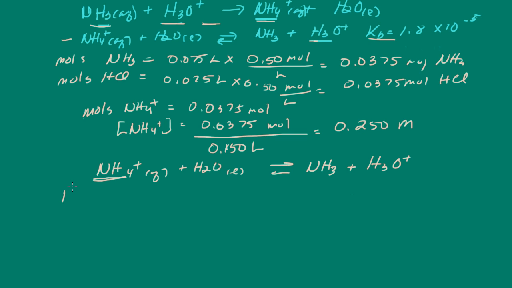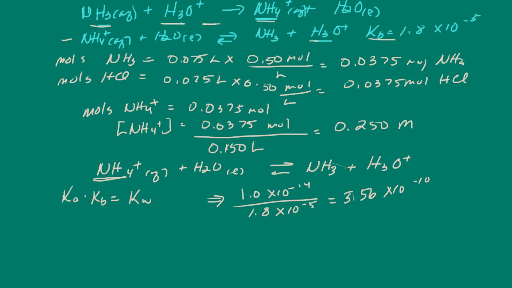We're given Kb, and remember the relationship between Ka and Kb is Kw, which is 1 times 10 to the negative 14. So let's go ahead and solve for that. We have 1 times 10 to the negative 14 divided by Kb, 1.8 times 10 to the negative 5. And that's going to give me 5.56 times 10 to the negative 10. So as we can see, Ka is very small, and so we're not going to have much dissociation here. So let me rewrite the equation again so I can set up the ICE table.